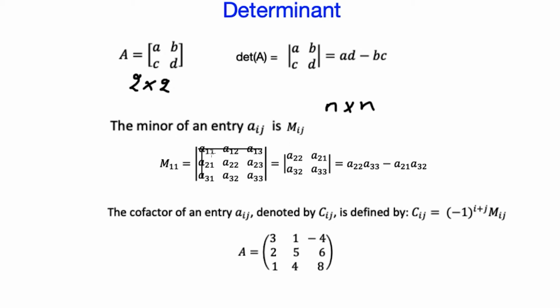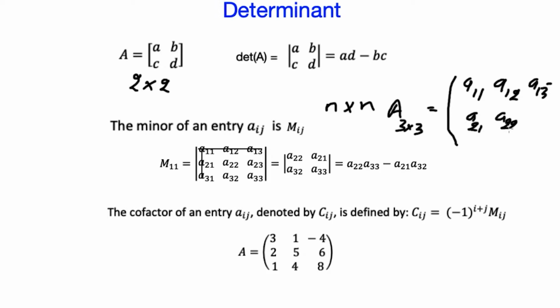So, for example, in this 3 by 3 matrix A, which equals, for example, A11, A12, A13, A21, A22, A23, and A31, A32, and A33. So this matrix. We need to compute the minor for each of these entries.